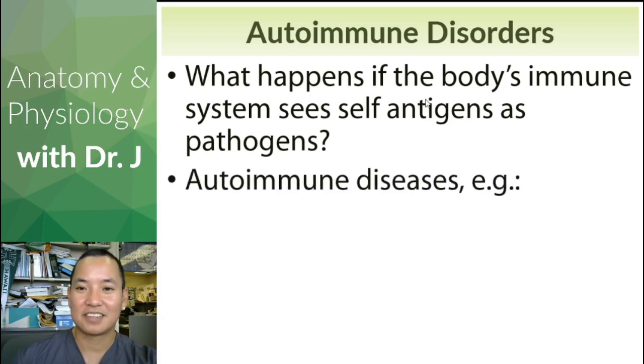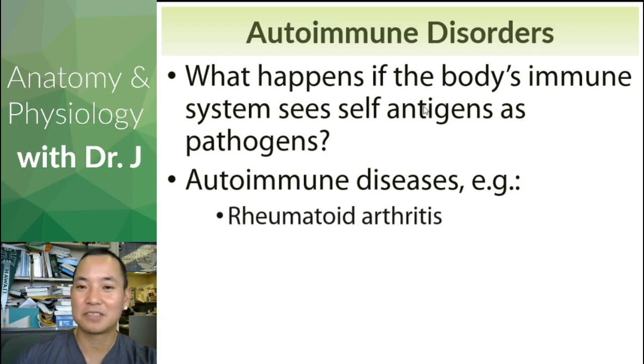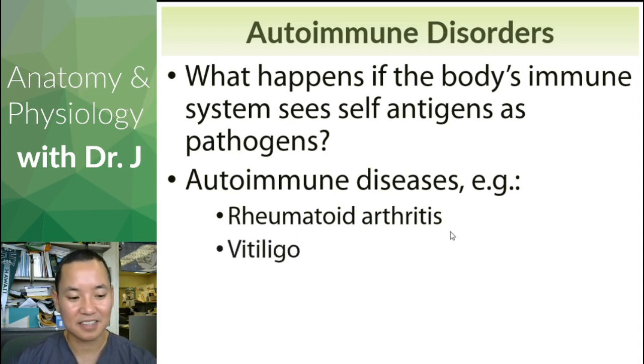So what happens if your body sees its own antigens as pathogens? Well, the immune system attacks your own cells, such as in rheumatoid arthritis. Say you're building antibodies and cytotoxic T cells against things like chondroitin sulfate or chondrocytes, things that you need for your joints. Well, this is going to cause degradation of your joints and the cartilage within, so this is one of the things that can trigger rheumatoid arthritis.